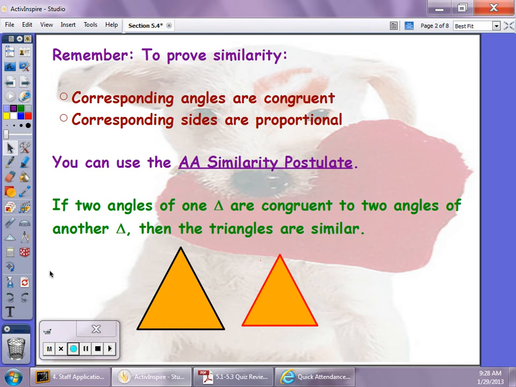You needed to prove that 3 angles were congruent and that the corresponding sides were proportional. Using the angle-angle similarity postulate, you only have to prove that 2 of the 3 angles of one figure are congruent to 2 of the 3 angles of the other. So the angle-angle similarity postulate states if 2 angles of one triangle are congruent to 2 angles of another triangle, then the triangles are similar. There's no need to prove the other 4 correspondences.